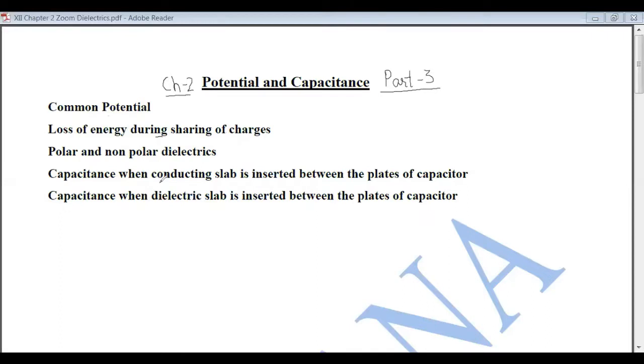After that, we'll find out the expression of the capacitance when a conducting slab is inserted between the plates of a parallel plate capacitor. And in the last, we'll find out the capacitance when a dielectric slab is inserted between the plates of the capacitor. Let's start with the first topic, that is common potential.